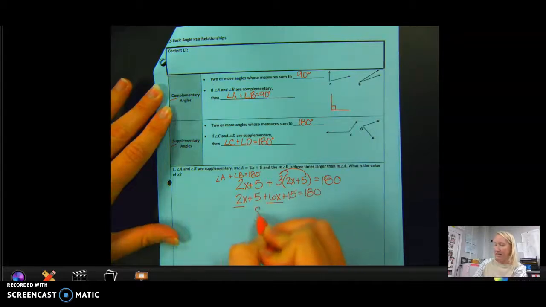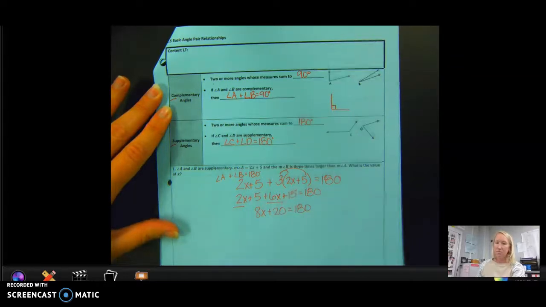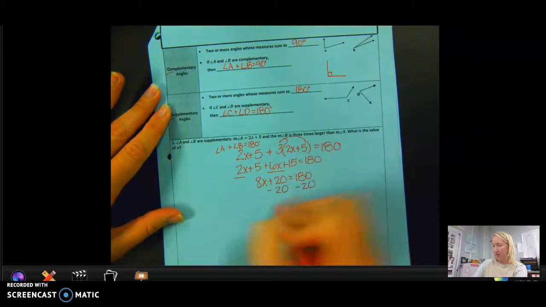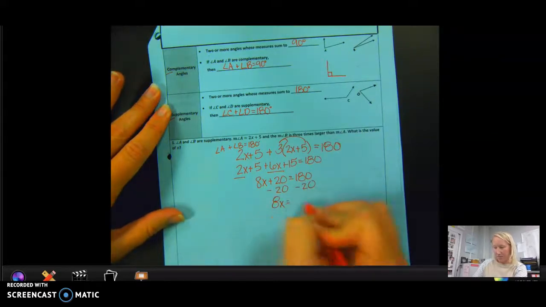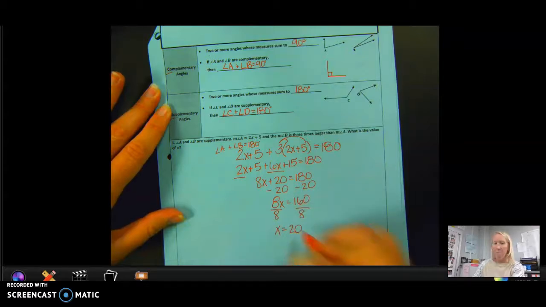2x's and 6x's make 8x's. 5 and 15 make 20. And I set that equal to 180. Start solving it. Subtract 20. I get 8x equals 160. Divide by 8. X equals 20.